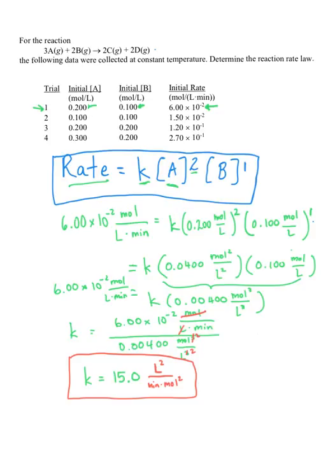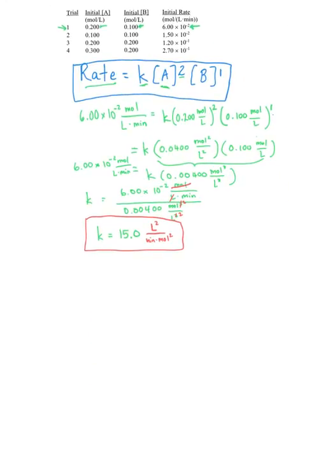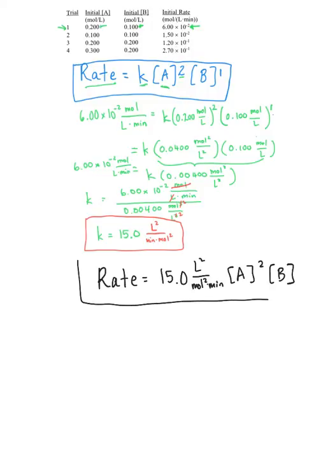Our final rate law, therefore, can be written as such. The rate of this reaction is always equal to 15.0 liters squared per mole squared per minute multiplied by the concentration of reactant A squared multiplied by the concentration of reactant B. There's our complete rate law.